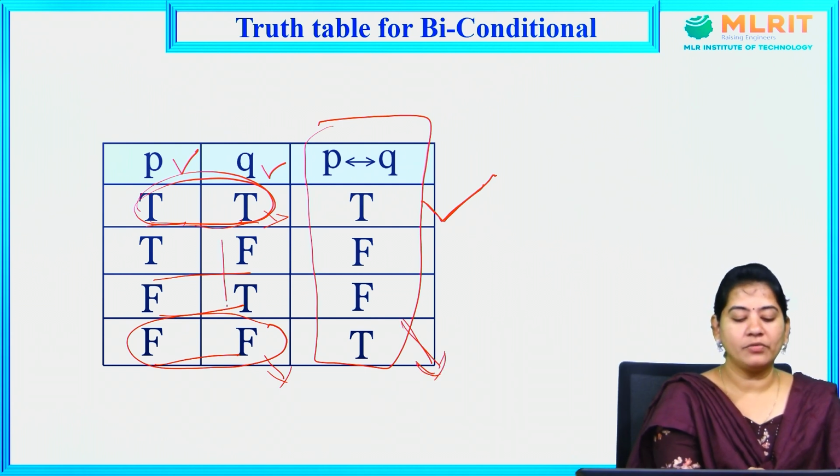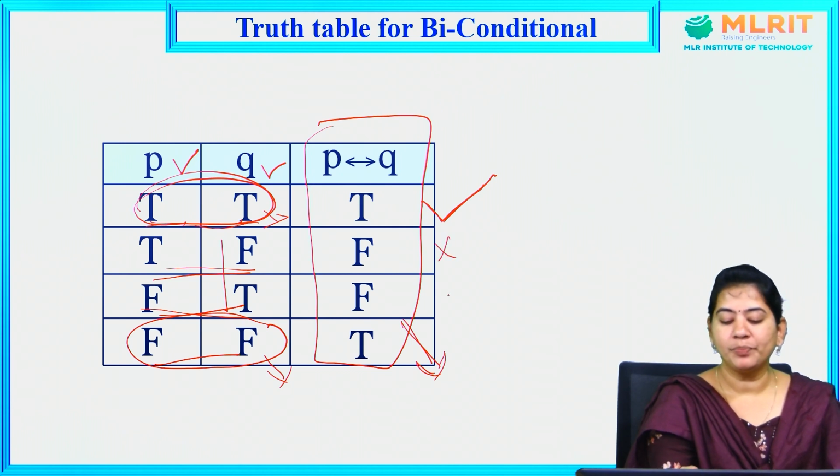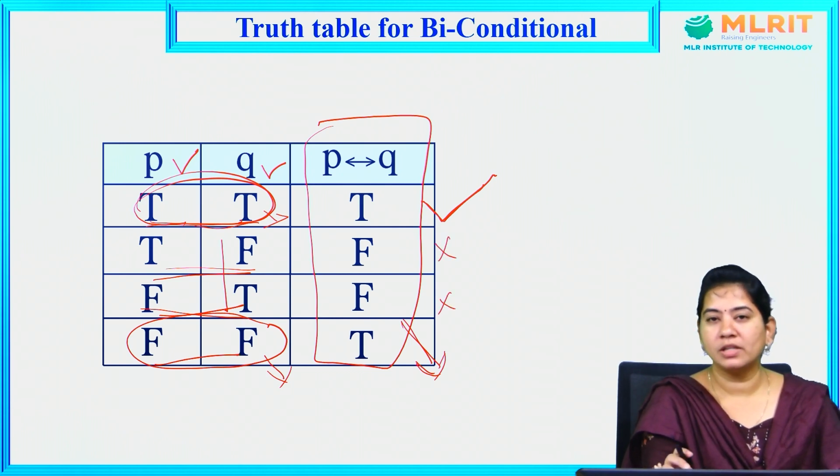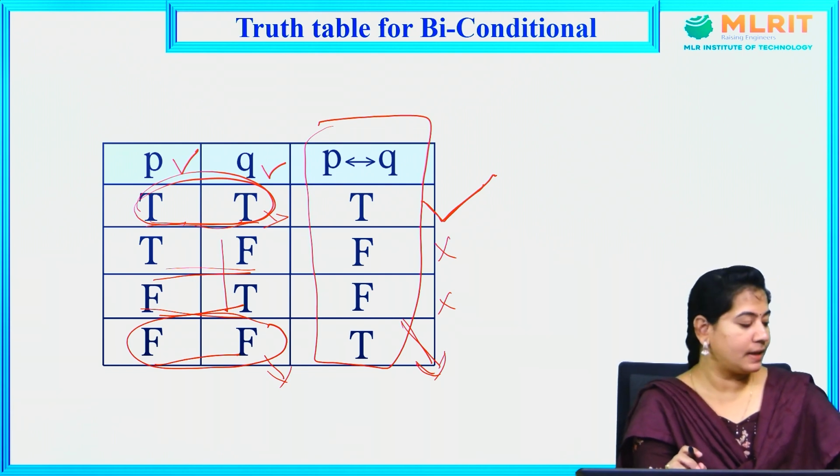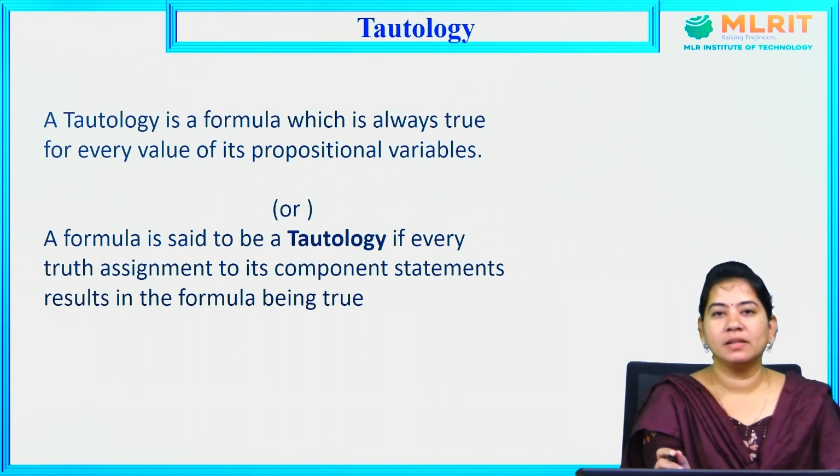Otherwise, in the rest of the rows, as we don't have the same statements, the resultant truth value becomes a false statement. So this is the truth table for the biconditional statement. Now let us discuss tautology.